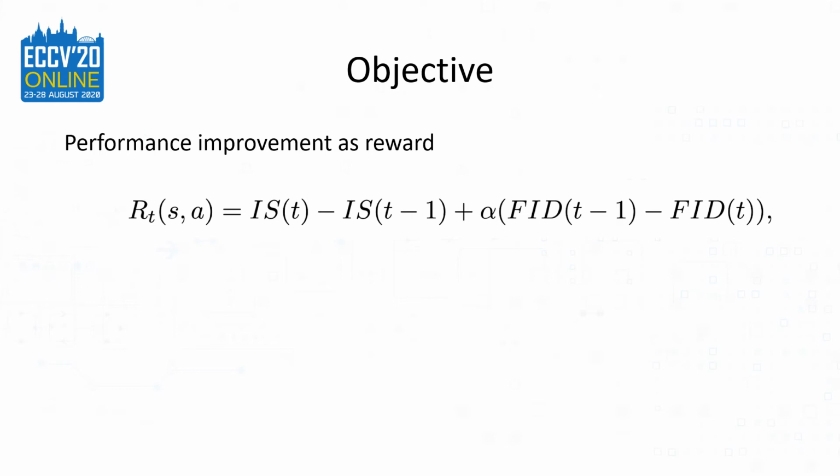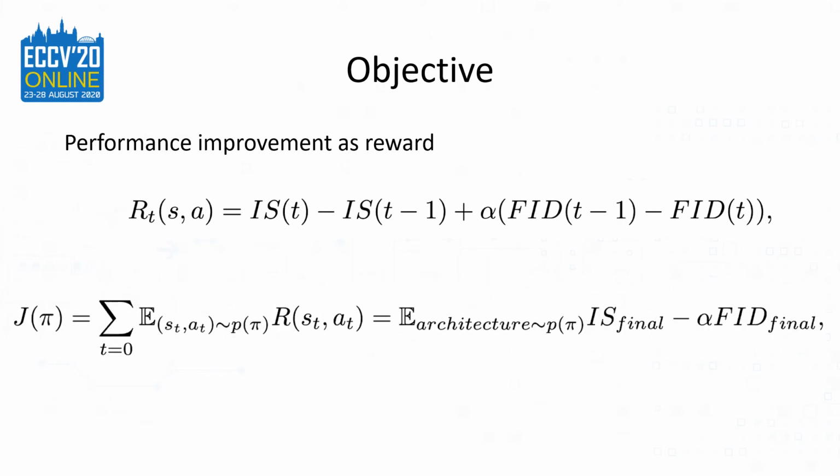And in this work, we used both Inception Score and the FID as indicators for the network performance. Under this formulation, the cumulative reward then becomes the performance of the entire architecture.